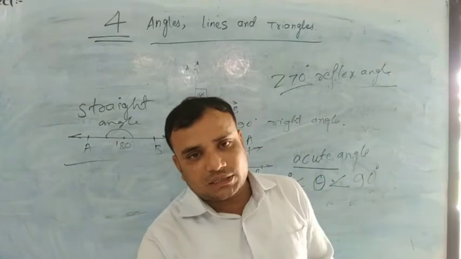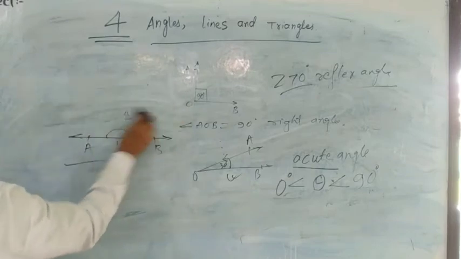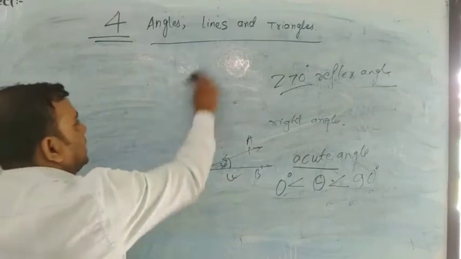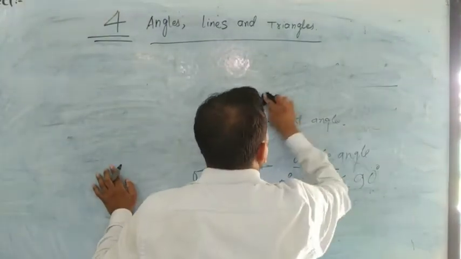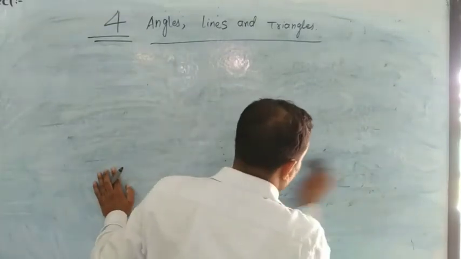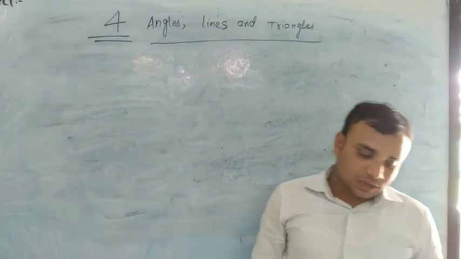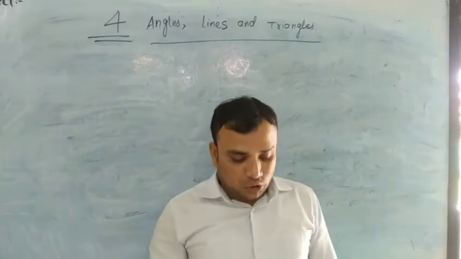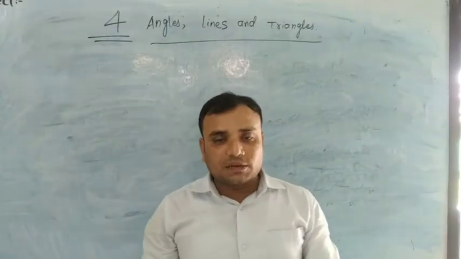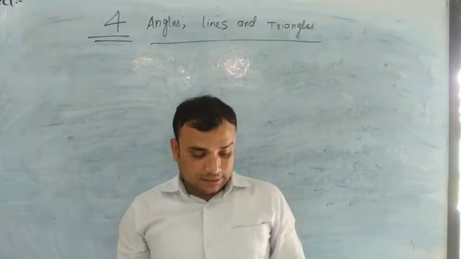Complete angle is already studied. The measurement of a complete angle is 360 degrees. Now, dear student, the next topic is equal angles. Two angles are said to be equal if they have the same measurement. If their measurements are the same, then we say they are equal angles.